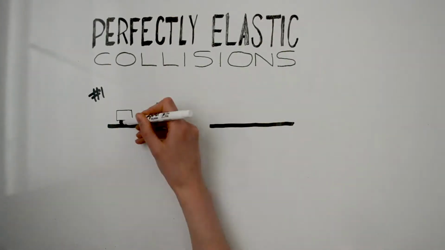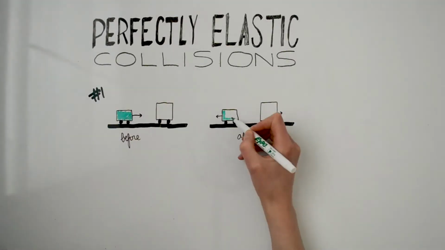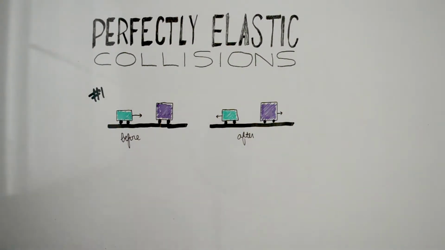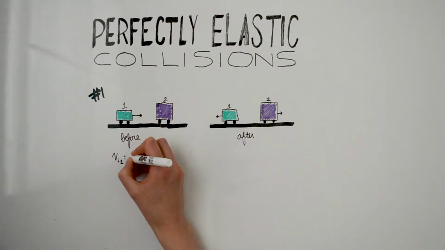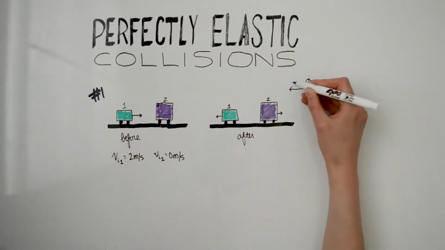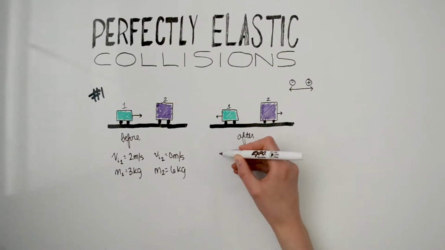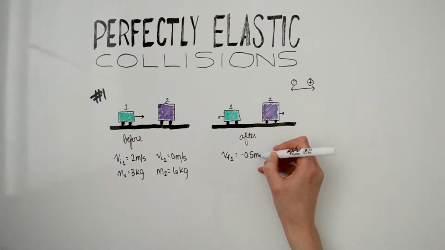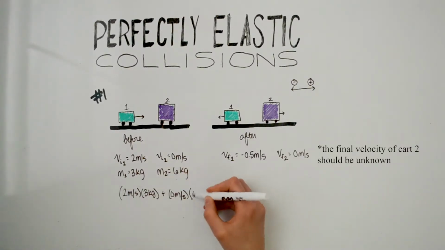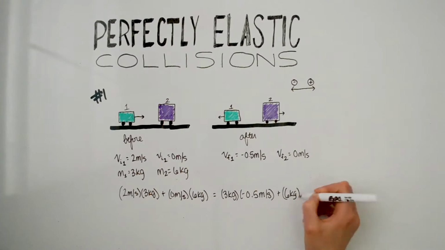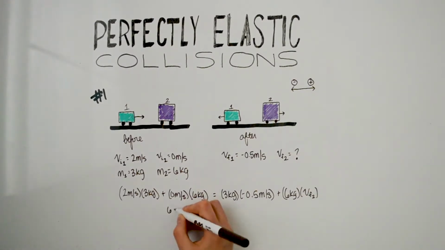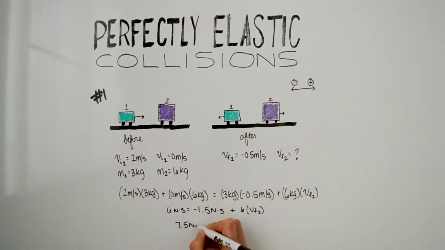Perfectly elastic collision calculations begin by drawing out the before and after scenarios, labeling all the given information. For this problem, cart 1 has an initial velocity of 2 meters per second, and cart 2 has an initial velocity of 0 meters per second, with masses of 3 kilograms and 6 kilograms respectively. The final velocity of cart 1 is negative 0.5 meters per second, with cart 2's final velocity being unknown. Using the conservation of momentum, the initial momentum of cart 1 plus the initial momentum of cart 2 equals the final momentum of cart 1 plus the final momentum of cart 2, with the final velocity of cart 2 being unknown. The final velocity of cart 2 can be solved algebraically.